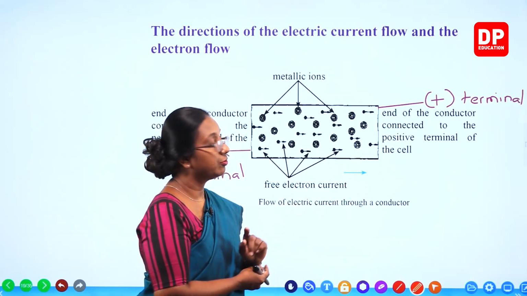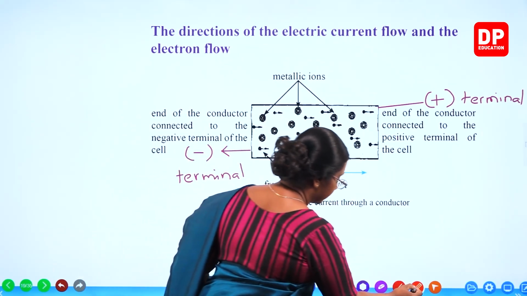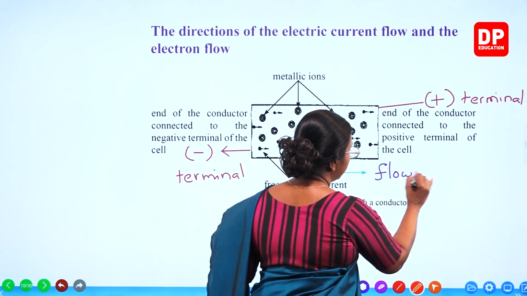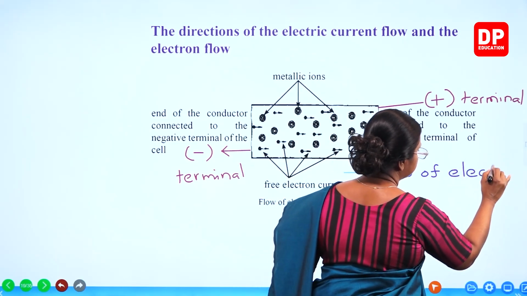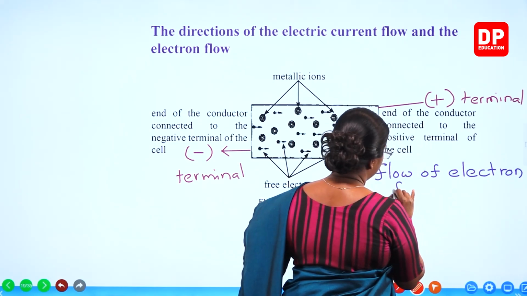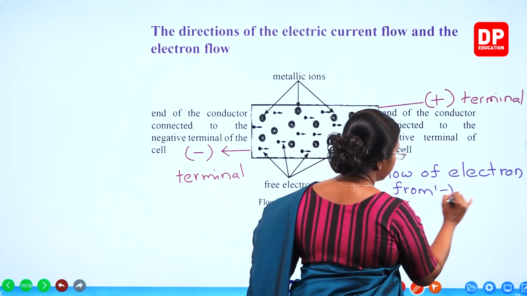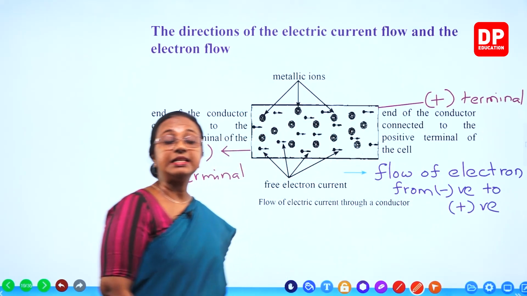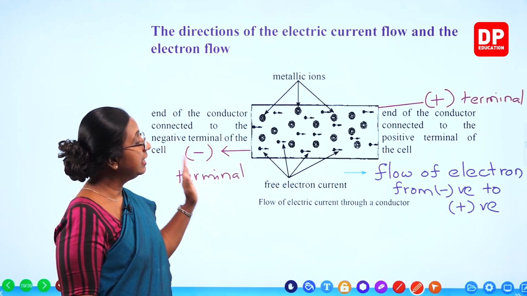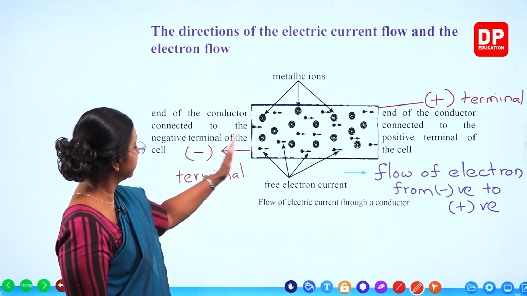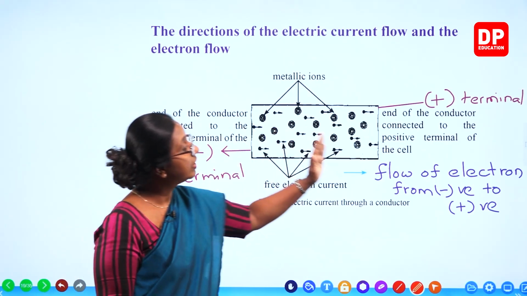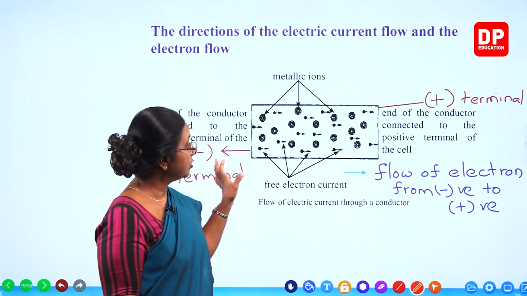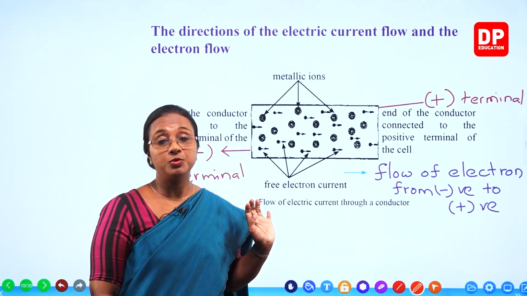Now this blue color arrow shows the flow of electrons, from negative to positive. Is that clear to you all? So through a conductor, electrons flow from the side that is connected to the negative terminal towards the positive terminal. In the next diagram also, we will try to understand this more clearly.